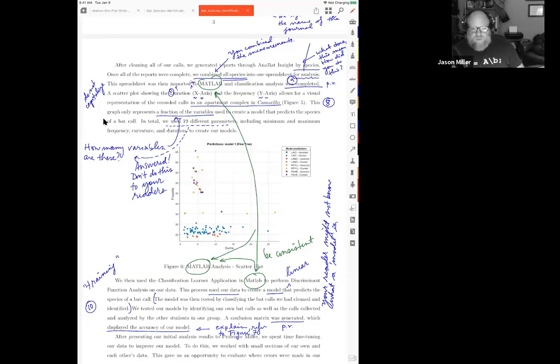Some of these comments are going to be self-explanatory. Here, as I was reading, I see this phrase represents a fraction of the variables, and I asked how many variables are there, and then in the next sentence you answered that. So it might be good to say earlier how many variables you have, right, and how many you actually used.